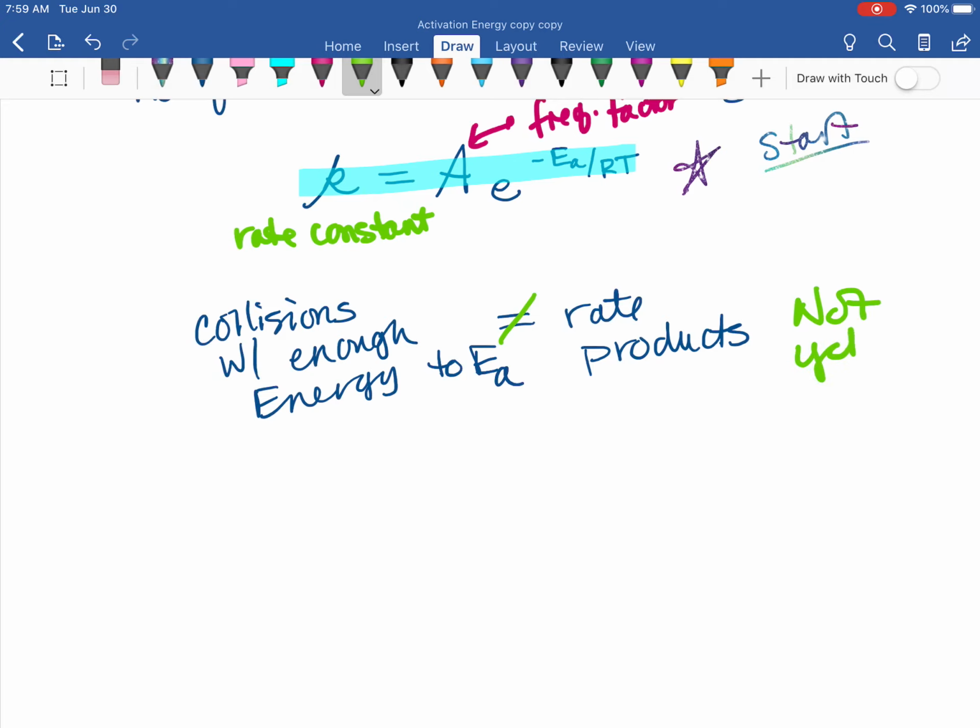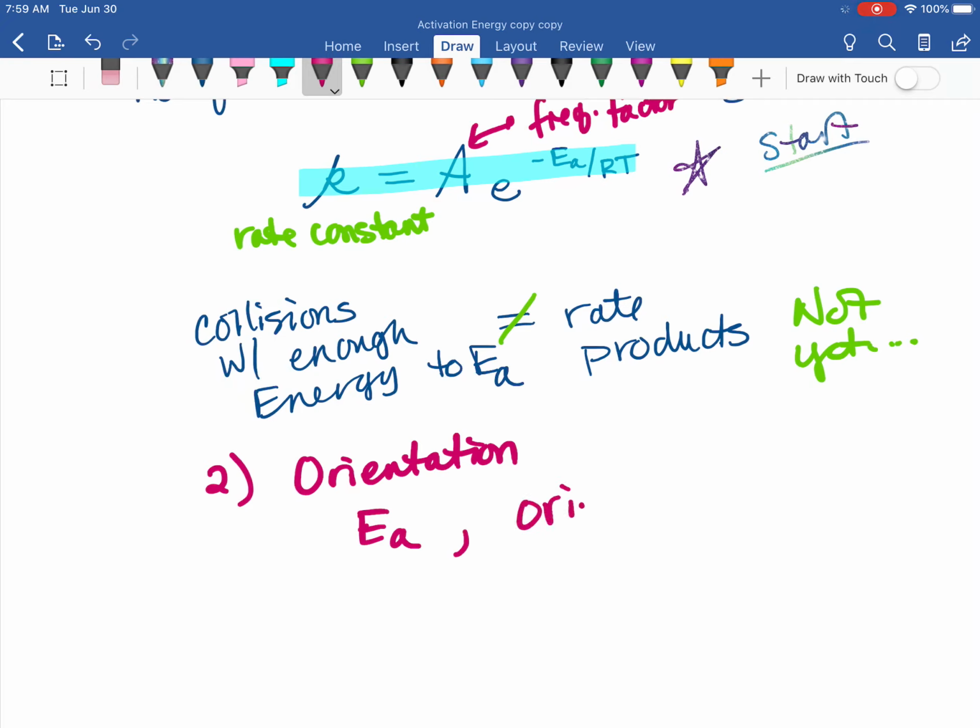Okay, so there turns out there's actually one more factor after the Arrhenius equation. So factor number 2 is orientation. So not only do you have to have the right activation energy, you also have to have the right orientation. Now, what does that mean?